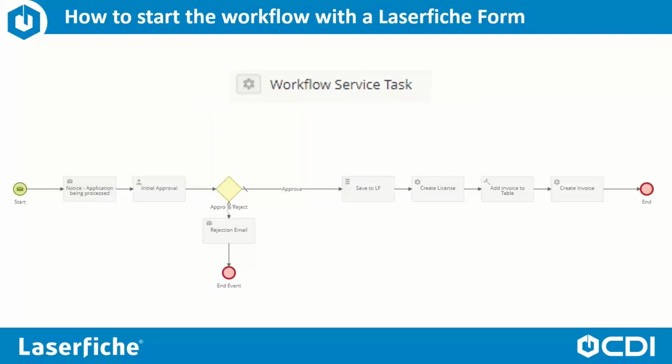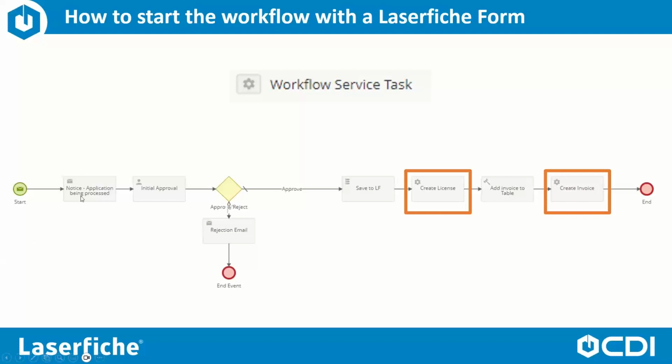So another one of our agenda items to talk about here is how to start a workflow with a Laserfiche form. So I'm going to walk you through the process for a simple business licensing process within Laserfiche. And the way that we can build a forms process and call a workflow is through the workflow service task. So we'll take a look at that when we jump into forms, but essentially you can incorporate as many workflow service tasks as you need into your process.